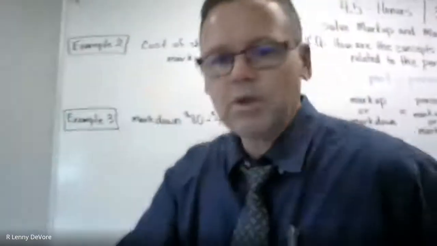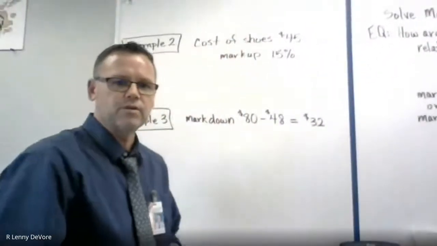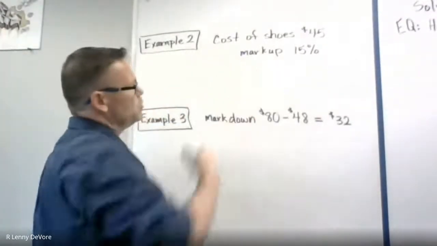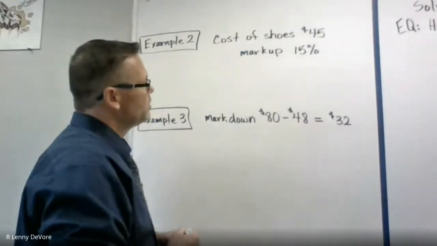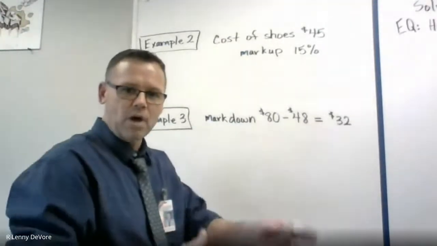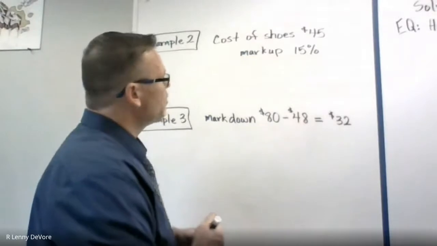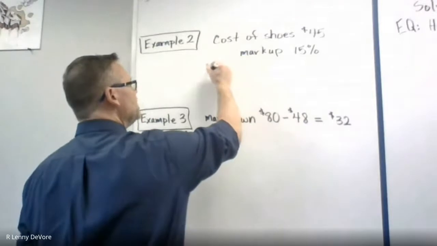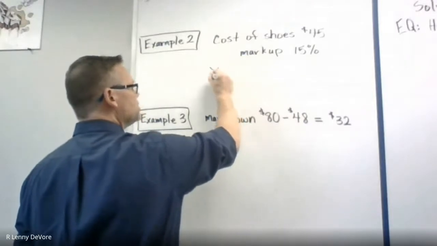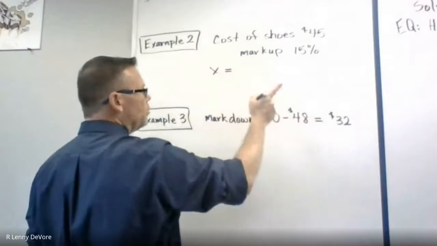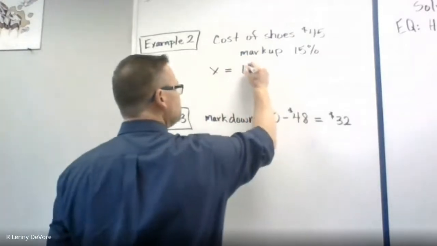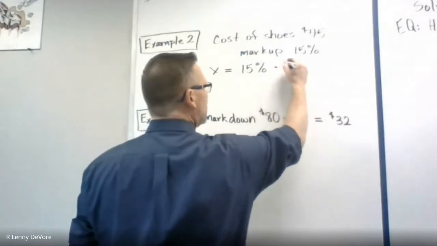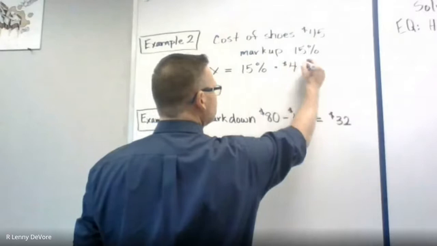All right. So we're going to look at example 2 and 3 right here. So the first example, example 2, says the cost of shoes is $45. And they're going to go through and they're going to mark them up 15%. So what we do is we know that we do not know the part, okay? But we do know the percent, which is 15%. I'm going to replace these soon. And we do know the original cost, which their cost was $45.